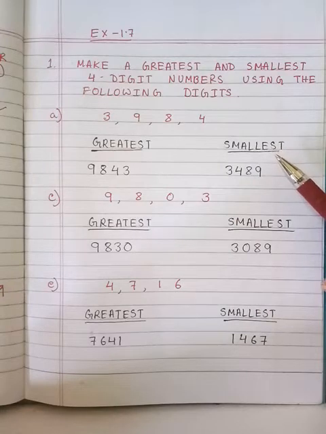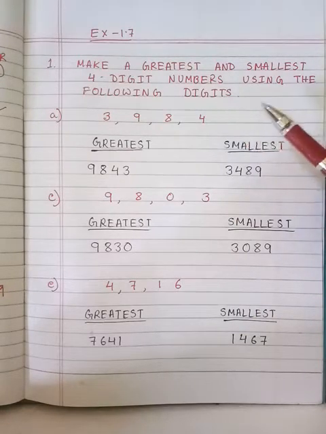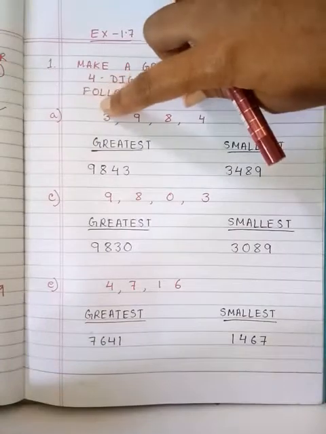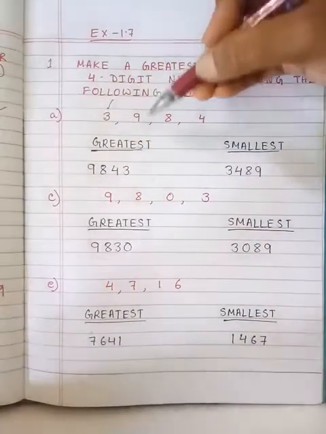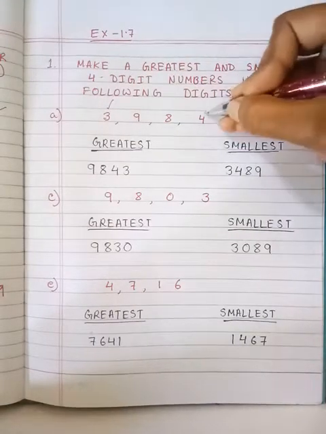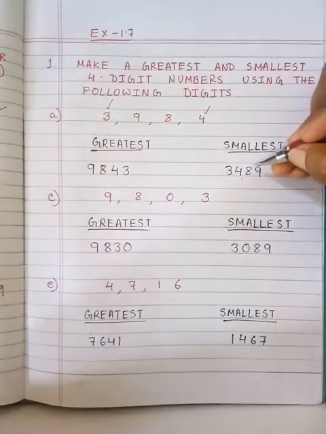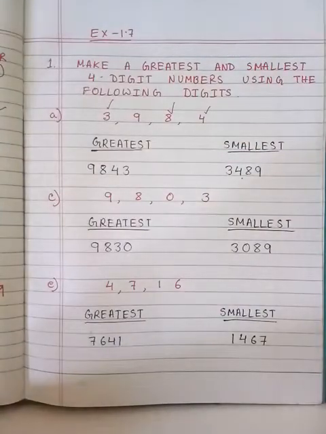When you are writing the smallest number, you have to arrange these digits in ascending order. That means smallest to greatest. Now among these numbers, which one is smallest? 3 is smallest. So write down 3. Next, among 9, 8, 4, which is smallest? 4. Write down 4. Between 8 and 9, which is smallest? 8. Write down 8. Then 9.